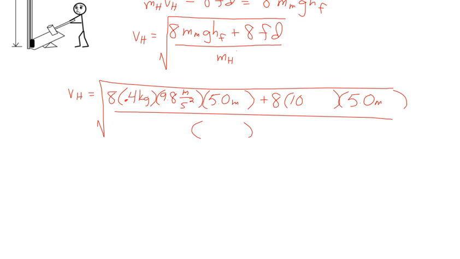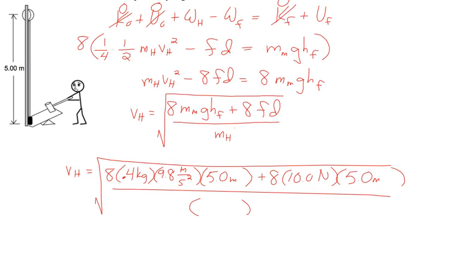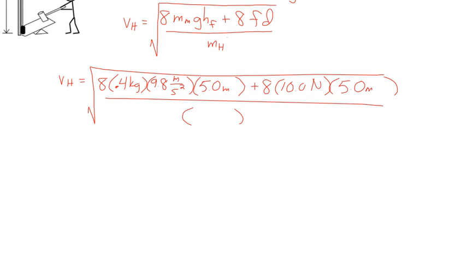Now I know friction is a negative force, but I've already taken care of the sign up here. So I already put it as a negative there. If I put a negative here, I basically would be canceling out the negative that I already put. And then the mass of the hammer is 9 kilograms.